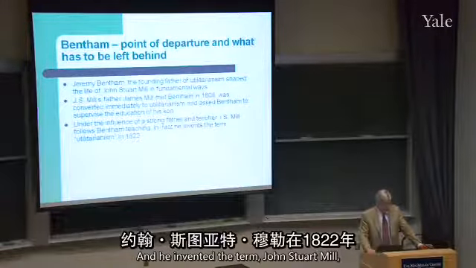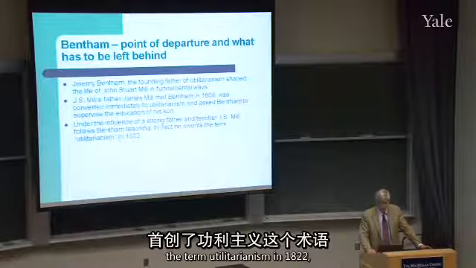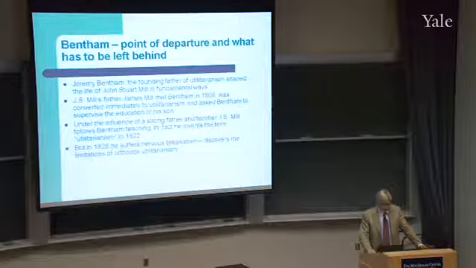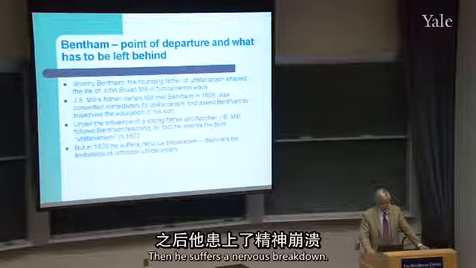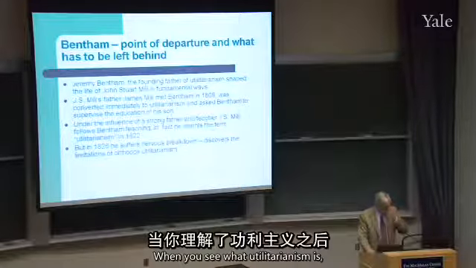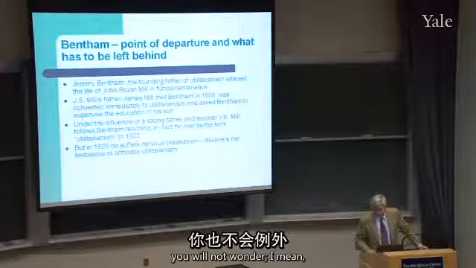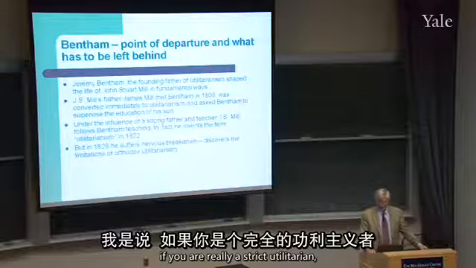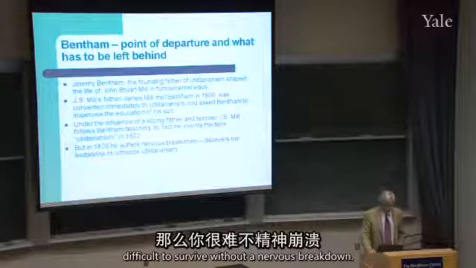He invented the term utilitarianism, John Stuart Mill, in 1822 at a very young age. Then he suffers a nervous breakdown. When you see what utilitarianism is, you will not wonder. I mean, if you are really a strict utilitarian, it is difficult to survive without a nervous breakdown.